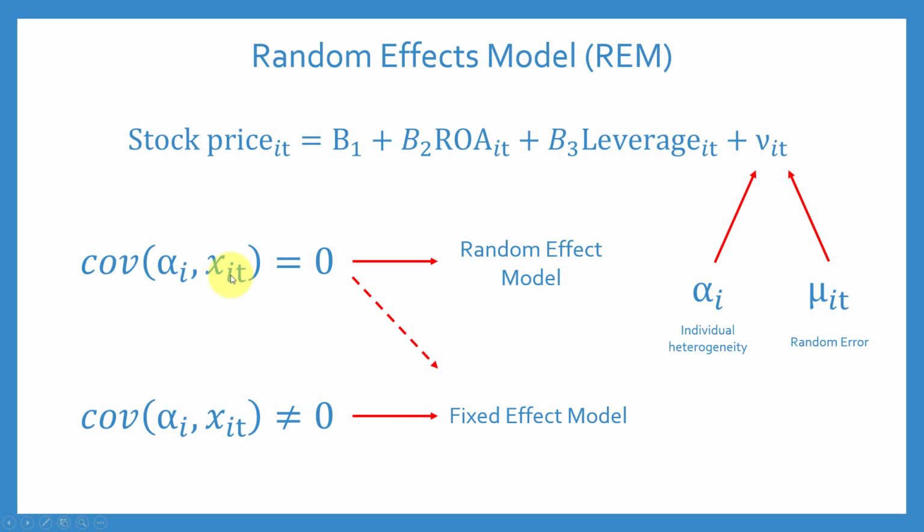Remember that even if there is no covariance between the individual heterogeneity and the independent variable, even in that case we can use the fixed effect model because it doesn't create an issue. Even if we create the dummy variables, that won't be an issue. But the issue is that with fixed effect, we lose quite a lot of degrees of freedom. So there is no advantage of using fixed effect if we can use the random effect model.